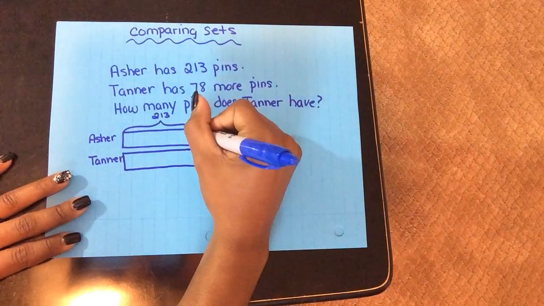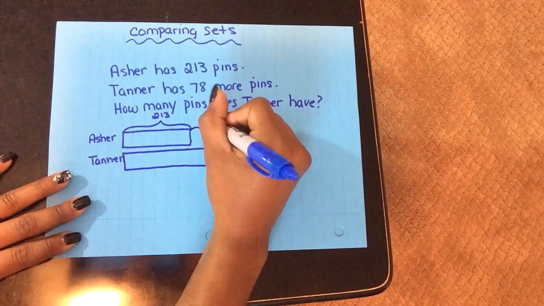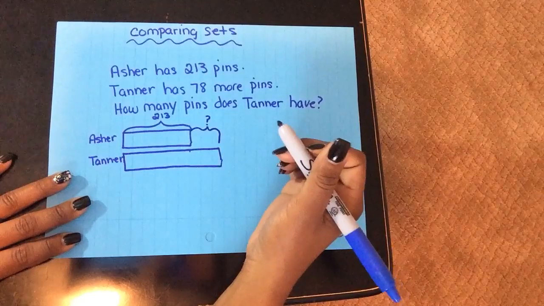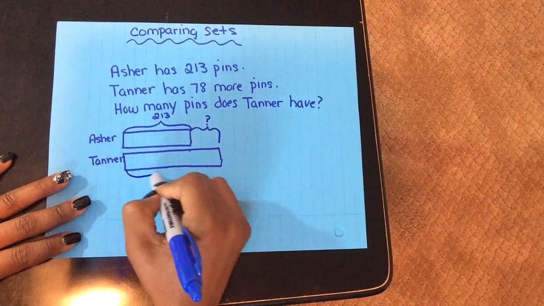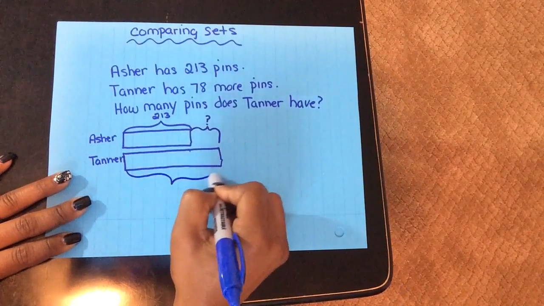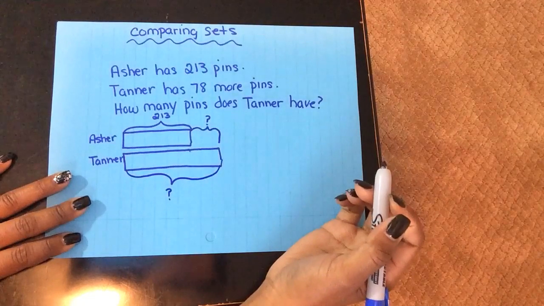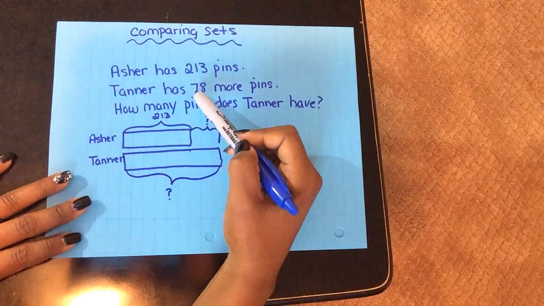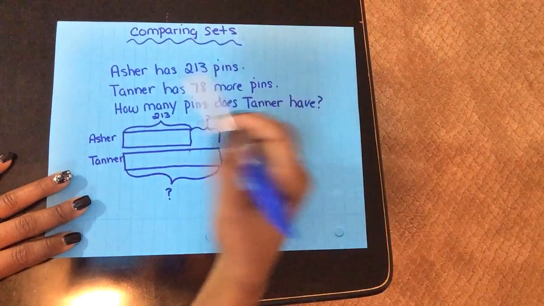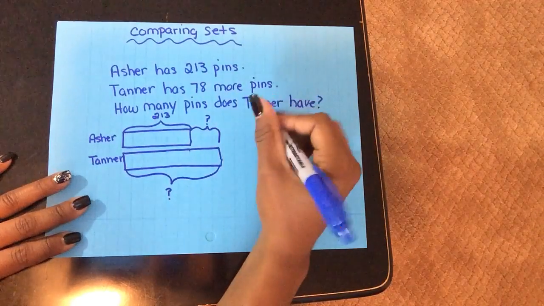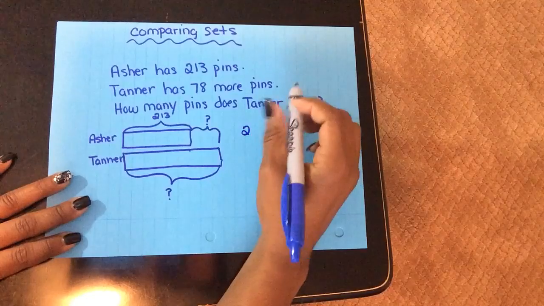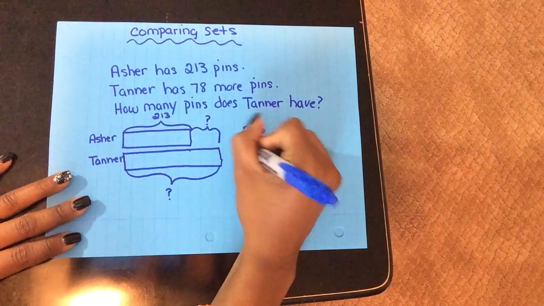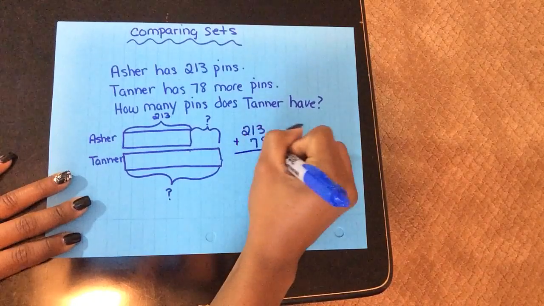Now, for this portion, this is the unknown. This is what we don't know. We don't know this missing portion right here, okay? So we don't know how many he has in all. In order to find out, we need to add. If we subtract, then we're saying that Tanner has less than Asher, but this is saying Tanner has 78 more. So not only does Tanner have 213 pins, but he has 78 more, okay?